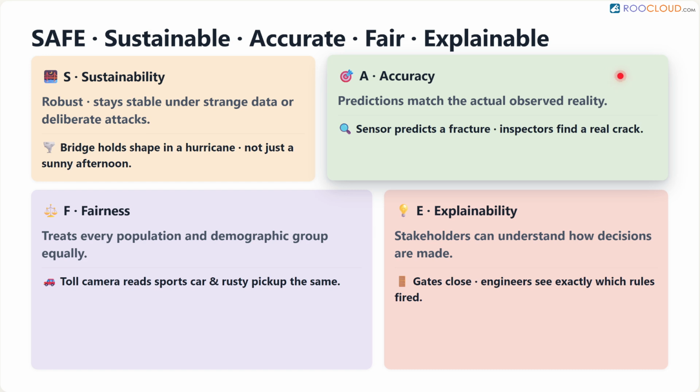The A is for accuracy. This measures how often the machine's statistical predictions match actual observed reality. If our bridge sensors predict a stress fracture, we want to make sure there is actually a physical crack when the human inspectors go to look.